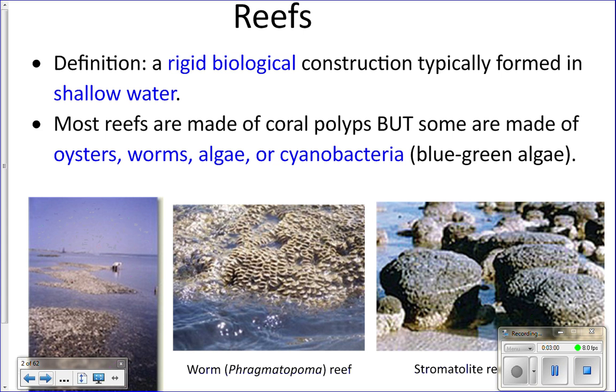That is not true for all reefs. You do actually have deep sea corals. They're going to be different from our shallow water corals, but for the most part, reefs are found in shallow water. So remember when we talked about estuaries, we talked about some of the habitats associated with estuaries, and one of those is an oyster reef. Oyster reefs are rigid biological constructions formed in shallow water, and they're formed by oysters. So oysters are living things. When they all cement together, they form these big structures of oysters, and it's called an oyster reef.